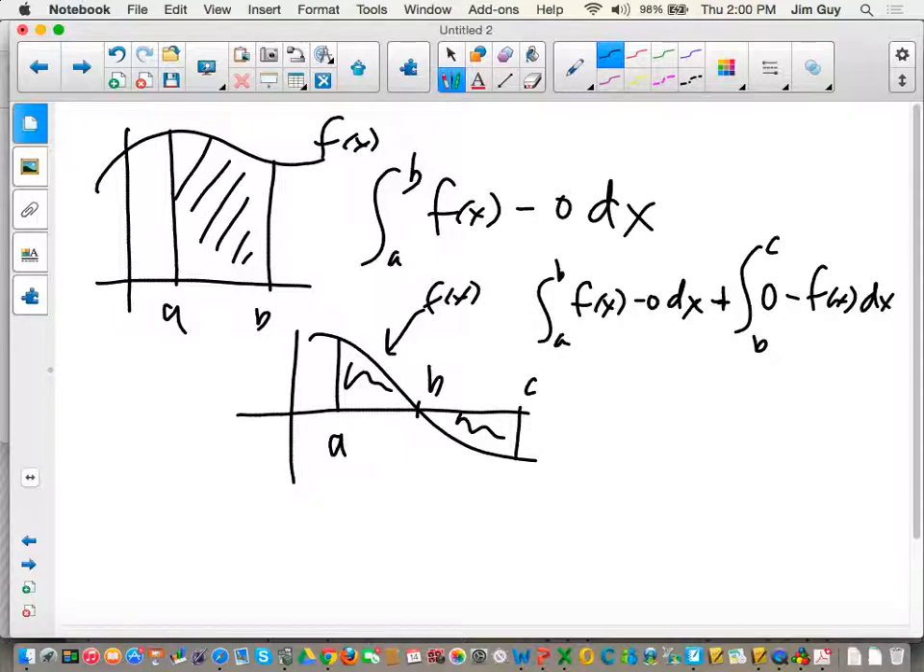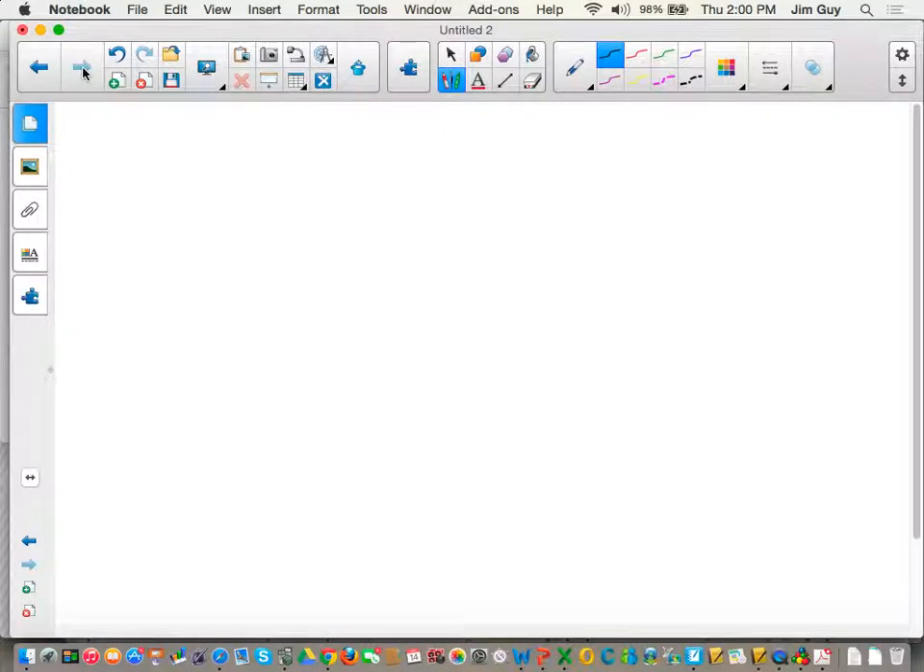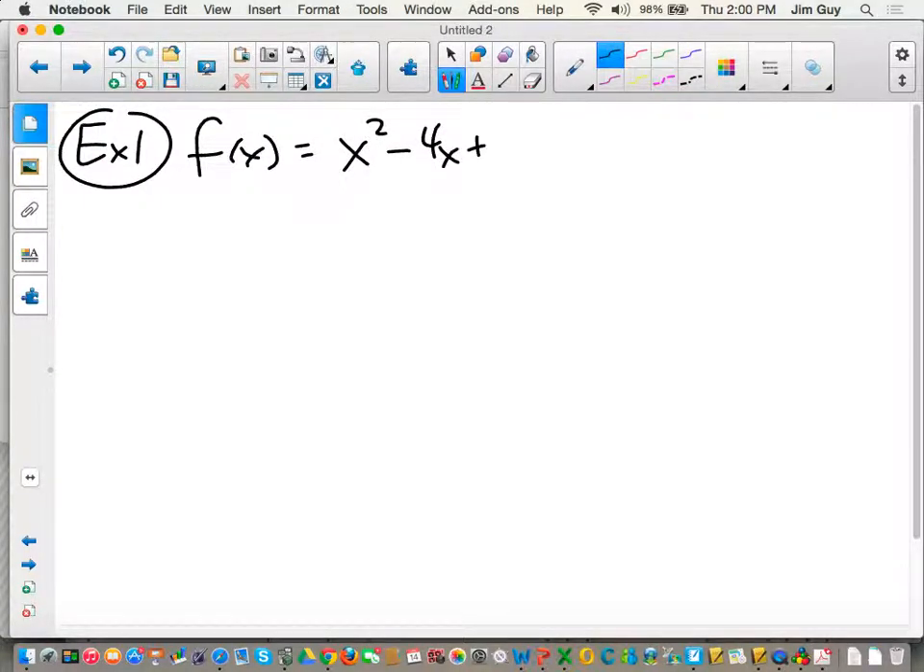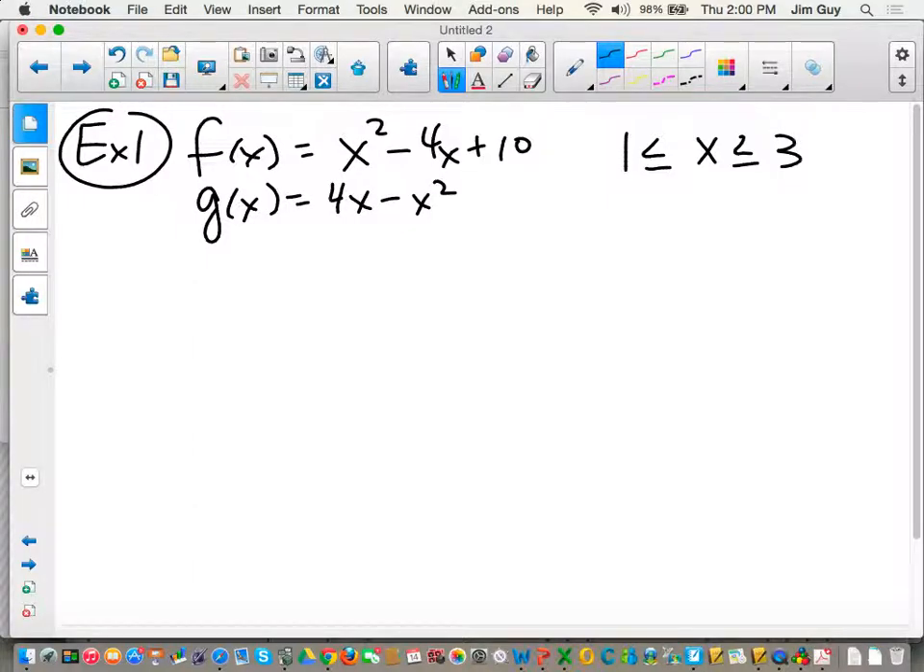Let's do some examples. Let's say f of x is x squared minus 4x plus 10, and g of x is equal to 4x minus x squared. And we want to go from 1 to 3. Find the area. You should always sketch a graph for these. There's a chance that you'd have to graph things by hand, especially if it's linear or quadratic. Usually not much beyond that, but they want you to sketch it quickly by hand.